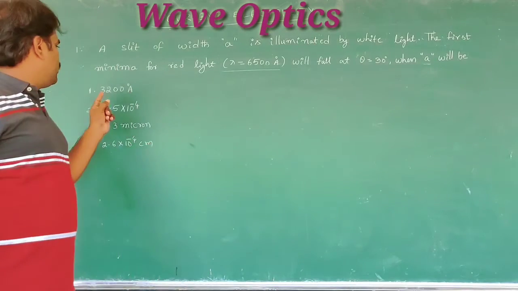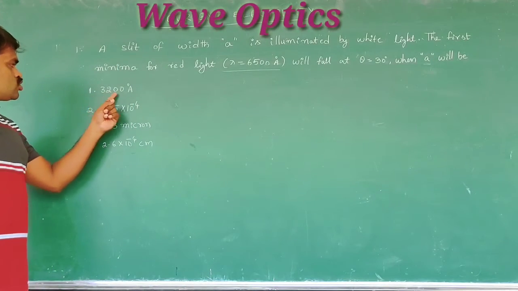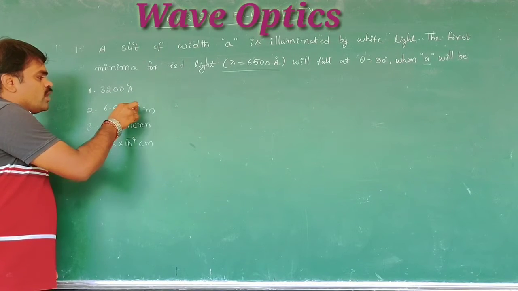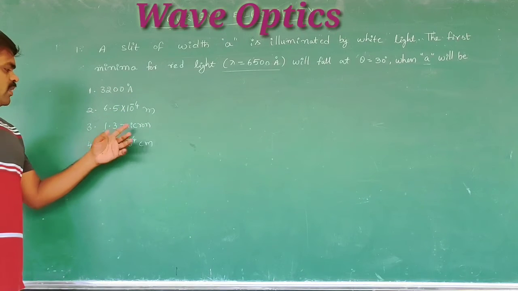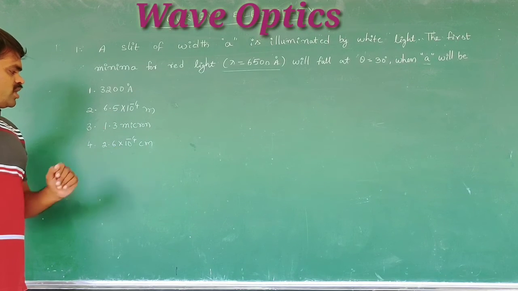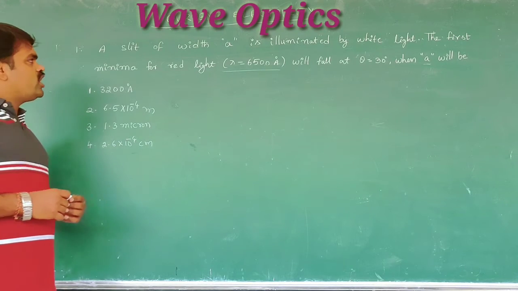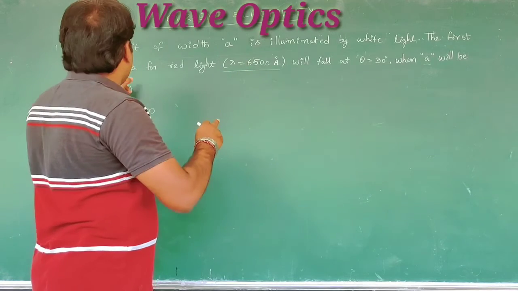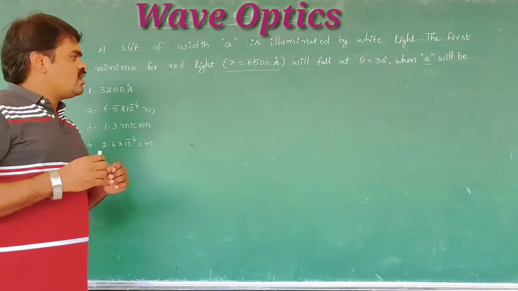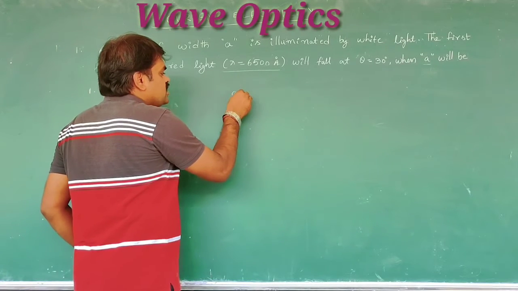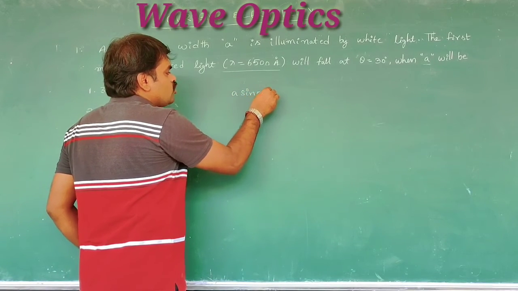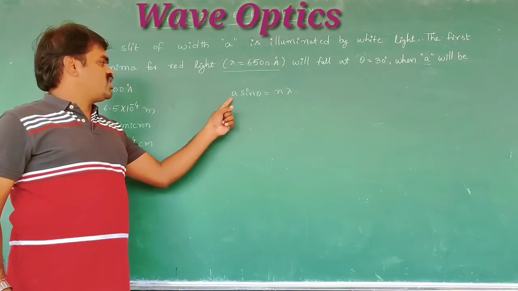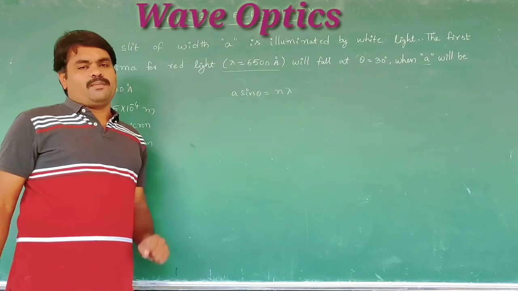Now the options given are 3200, 6.5 into 10 to the power of minus 4 meter, 1.3 micron, 2.6 into 10 to the power of minus 4 centimeter. Here they are asking about the width, but they gave the first minimum. In diffraction, the path difference a sin theta must be equal to n lambda. It is the minima. For minima in diffraction, a sin theta is equal to n lambda.